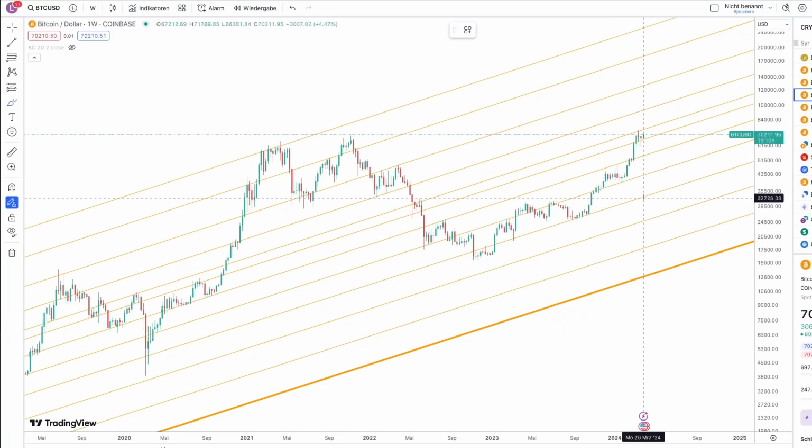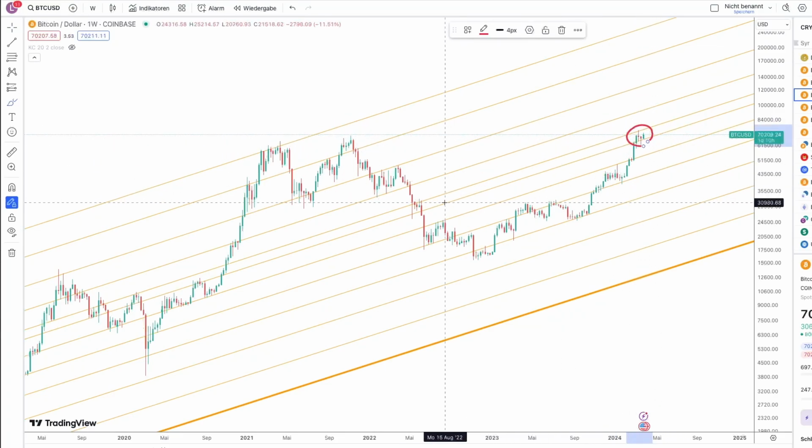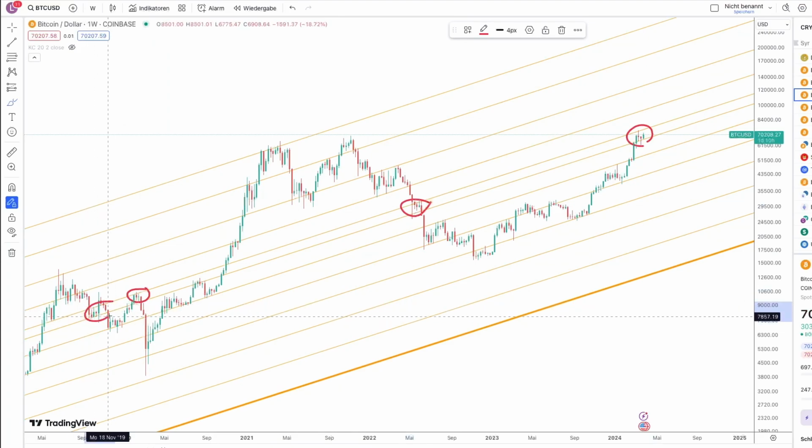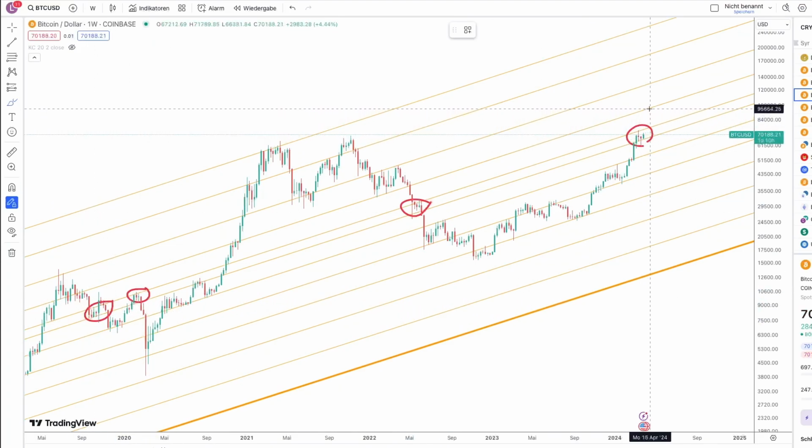In the yellow perspective, we can see that the price is stuck here in the small channel. It previously moved here in this area. We had a little price action in this channel. If we break the channel to the upside, the next line is around 95k. If we break down, the next support here will be around 56k.